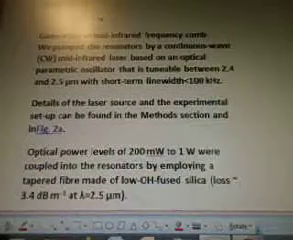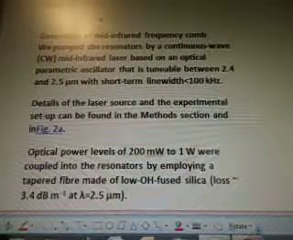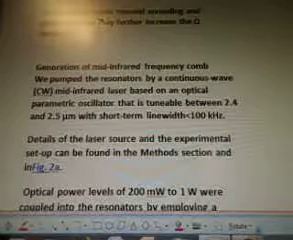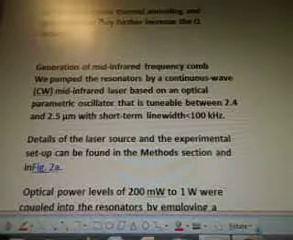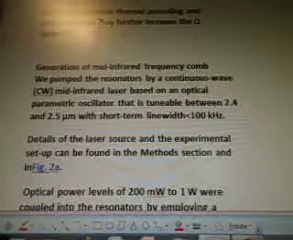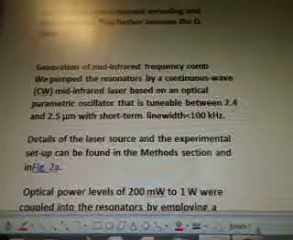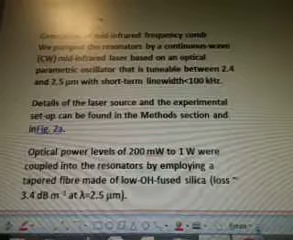Generation of mid-infrared frequency comb. We pump the resonators by a continuous wave (CW) mid-infrared laser based on an optical parametric oscillator that is tunable between 2.4 and 2.5 µm with short-term line width less than 100 kHz. Details of the laser source and the experimental setup can be found in the methods section in Figure A2A.